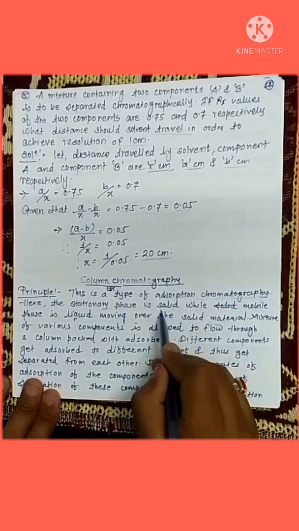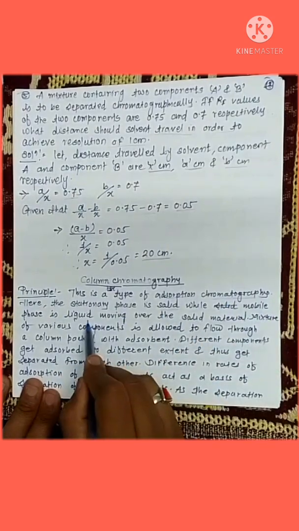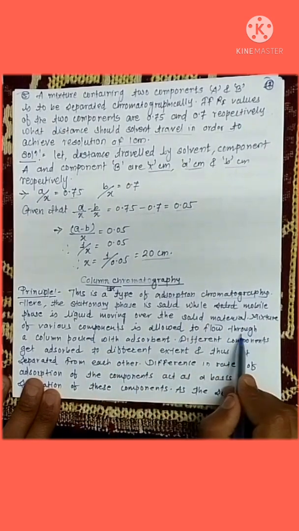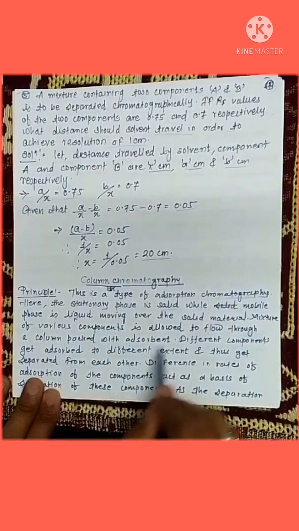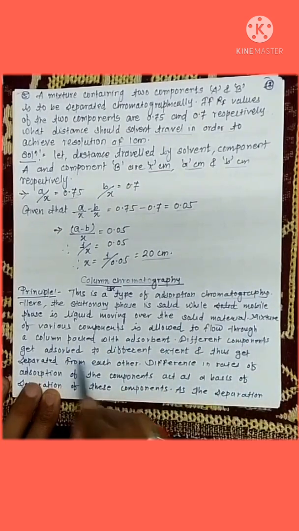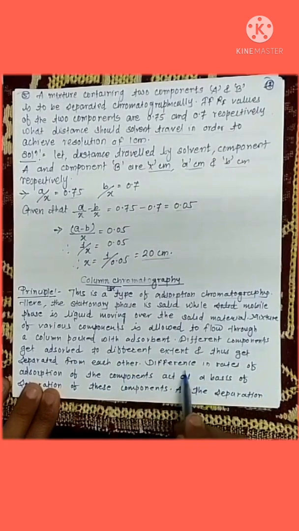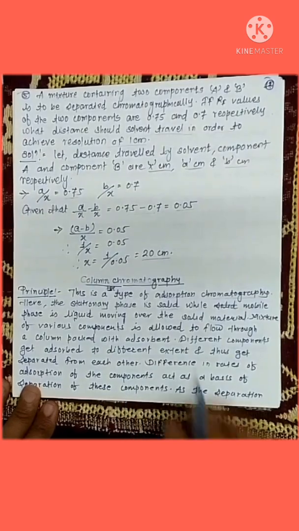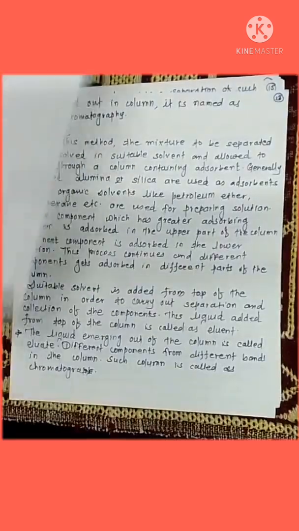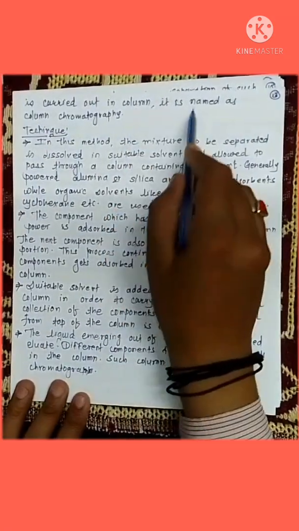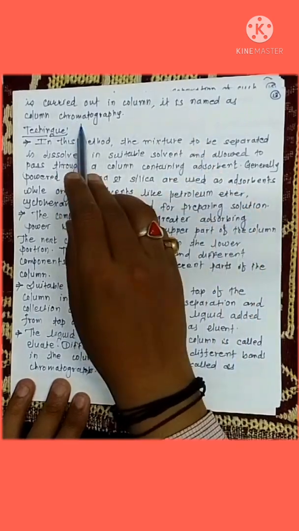Here the stationary phase is solid while the mobile phase is liquid moving over the solid material. A mixture of various components is allowed to flow through the column packed with adsorbent. Different components get adsorbed to different extents and thus get separated from each other. The difference in the rates of adsorption of the components acts as the basis of their separation. As the separation is carried out in a column, that's why it is named column chromatography.